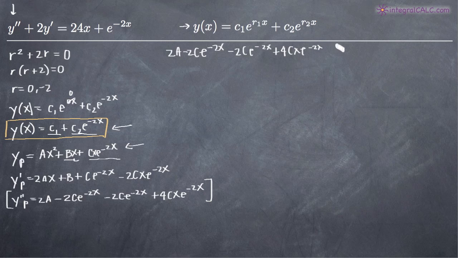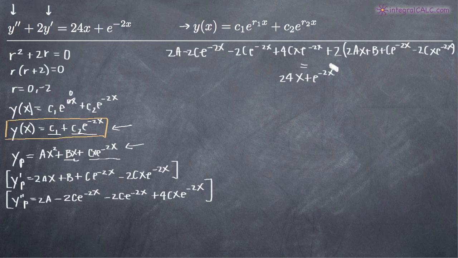And then we'll plug in plus 2 times the first derivative. So now we'll take the first derivative of the particular solution and plug it in for y prime here. Obviously we've got this 2 multiplied out in front. So 2 times 2ax plus b plus c e to the negative 2x minus 2cx e to the negative 2x. And then we'll set that equal to the right-hand side, which we're going to leave completely alone. So it's going to be equal to 24x plus e to the negative 2x.